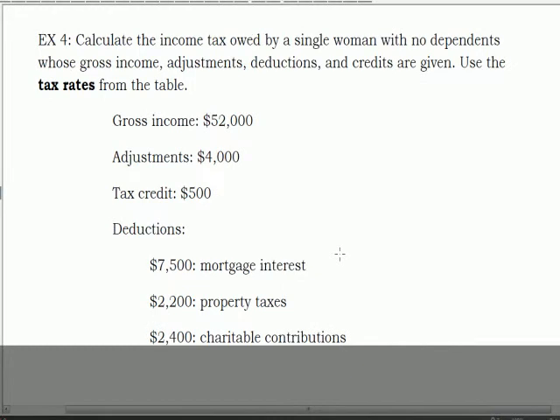In example 4, we're asked to calculate the income tax owed by a single woman with no dependents with the information given. The first step in this is to calculate the taxable income. Now the taxable income was the gross income minus the adjustments minus the deductions, minus the amount due to the exemptions. Now, I kind of think of this as GIA'd, but whatever works for you. Alright, so to do this, we'll notice the gross income is $52,000, because it says that. The adjustments are $4,000. Again, it says that.